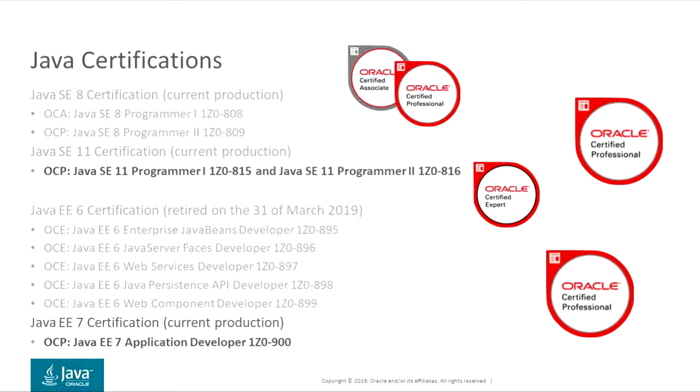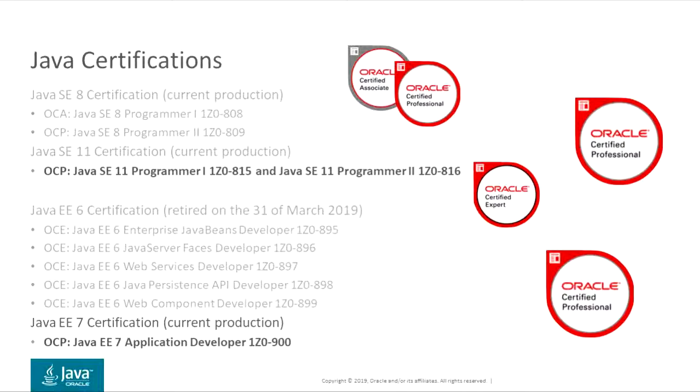Certification has changed. Oh yes, that's another big thing. Instead of the SE8 Programmer 1 and Programmer 2 exams, we now have one certification, which is actually a two-part exam. So it's still 2 exams, but you don't have associate and professional certification badges. You just get one certification, which is Certified Professional. So that's the OCP for Java. 2 exams, but 1 certification.